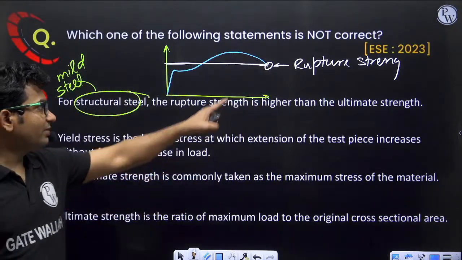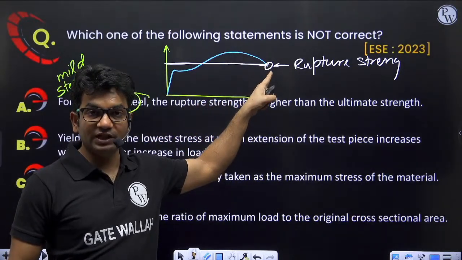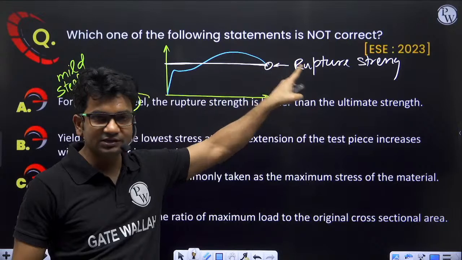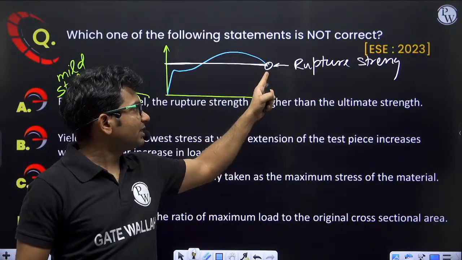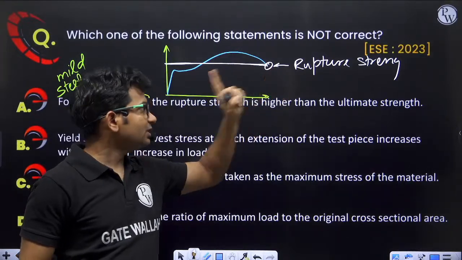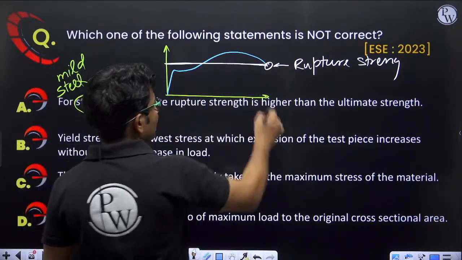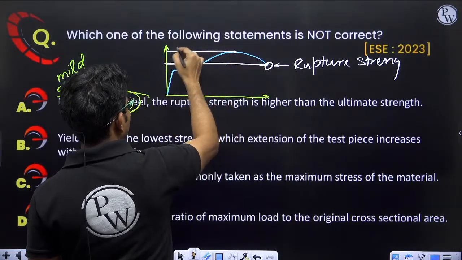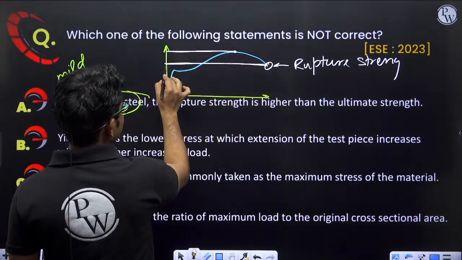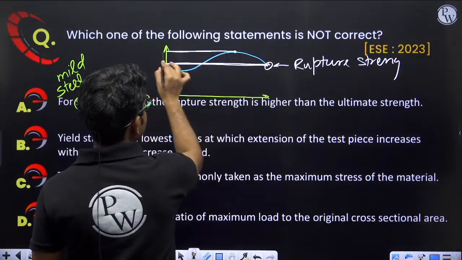So the strength at which breaking, fracture or rupture will happen: breaking strength, rupture strength or fracture strength, all are the same. Then the ultimate strength is this. This is the ultimate point and this is the ultimate strength. Here we have the rupture strength, and this is the breaking strength.